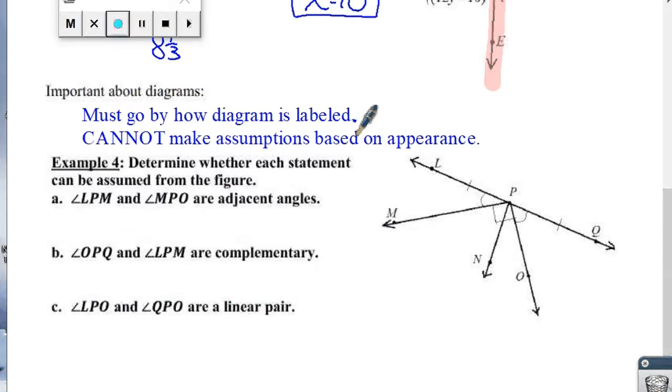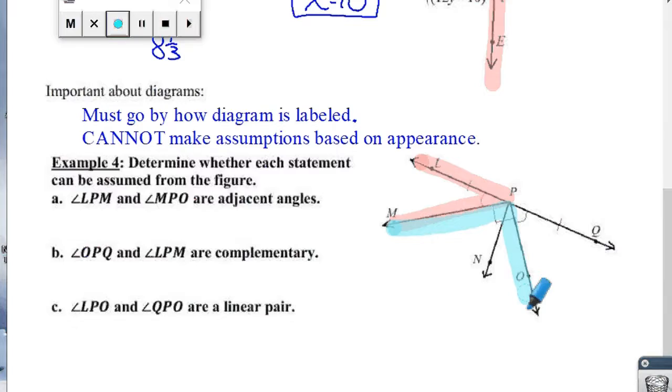Okay, so now let's keep on rolling here. We want to determine whether each statement can be assumed from the figure. Okay, so they have LPM and MPO are adjacent angles. So, well, first off, let's highlight this. We have angle LPM and angle MPO. Whoops, that's MPN. MPO. We want to know if those are adjacent angles.